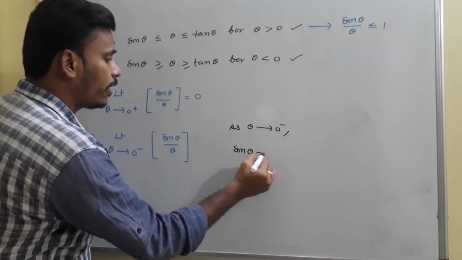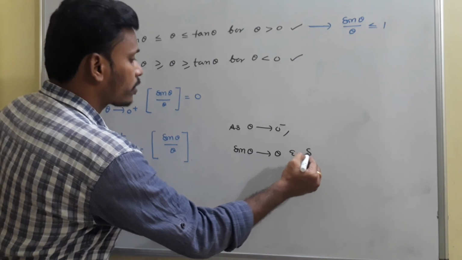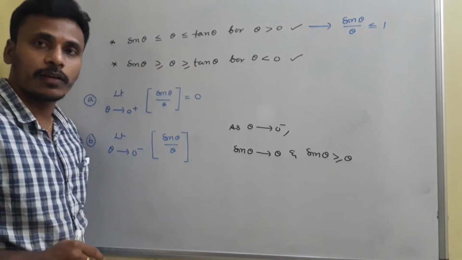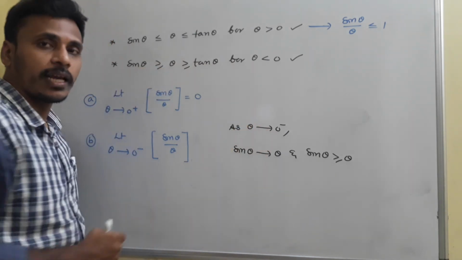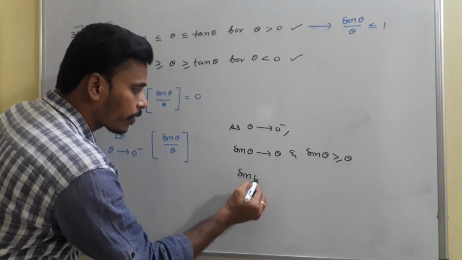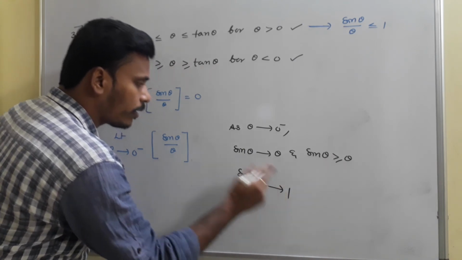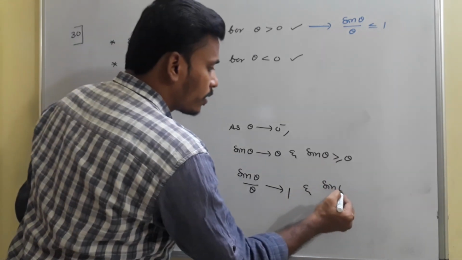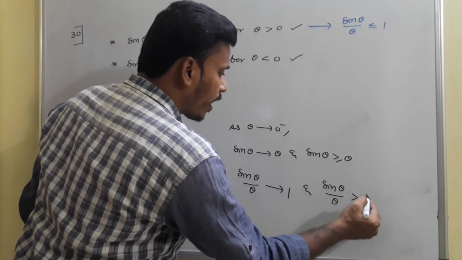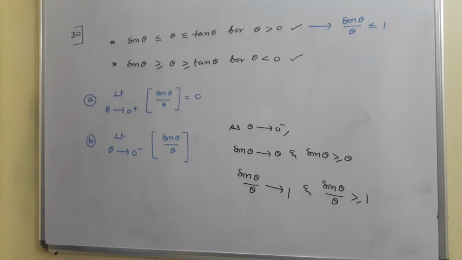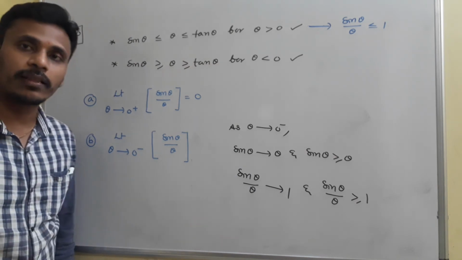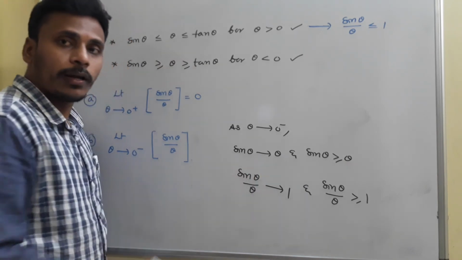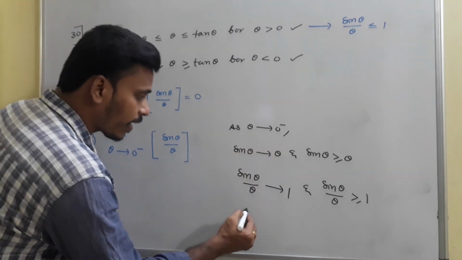So what here it is? Sin theta is tending to theta and sin theta is greater than or equal to theta. So for negative theta, sin theta is greater than or equal to theta. As theta tends to 0, sin theta is tending to theta. So what I will conclude this time? Sin theta by theta is tending to 1. Divide with theta, and when you divide with theta here, what will you get? Sin theta by theta is greater than or equal to 1. Is it clear? Sin theta is greater than or equal to theta, so sin theta by theta is greater than or equal to 1. So sin theta by theta is tending to 1 as well as sin theta by theta is greater than or equal to 1.